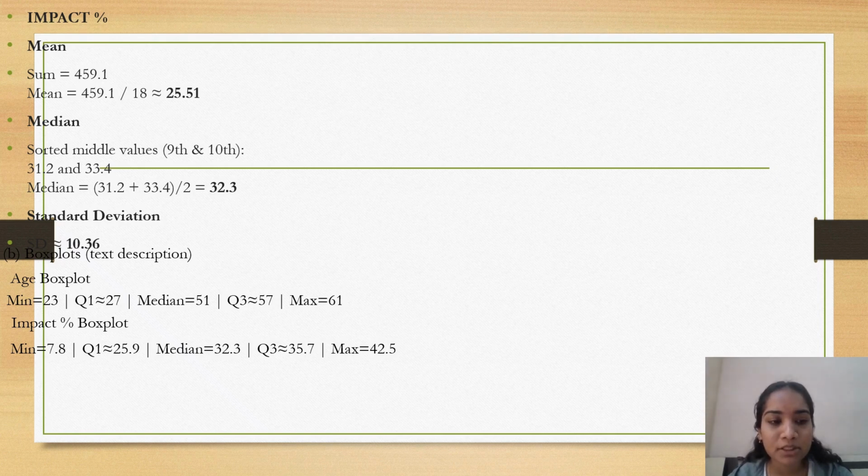For impact percentage, the five number summary is: minimum is 7.8, Q1 is 25.9, median is 32.3, Q3 is 35.7, and maximum is 42.5. So this shows a compact distribution with most values between 26% and 36%.